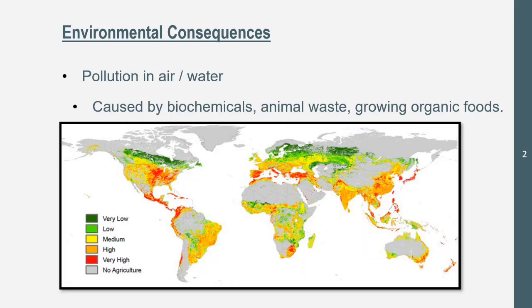So let's get started with our environmental consequences, and we're gonna go in these in kind of an order. So we'll be starting out with pollution in our air and water. This can be caused by biochemicals, animal waste, and growing organic foods. And the map here on the screen shows pollution in water. So the red dictates more pollution, and the dark green, our kind of swamp color, dictates less pollution.